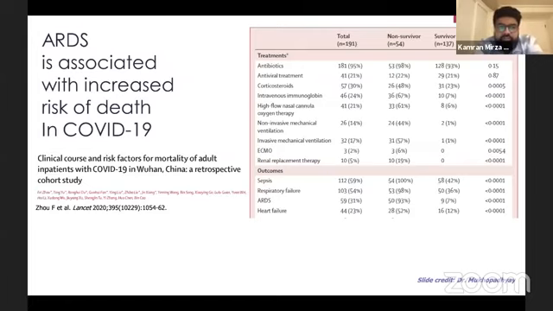So acute respiratory distress syndrome is definitely associated with a higher risk of death. And the problem is that in many cases we can't predict which patients will do worse or which will do better, because we can't predict who will get ARDS.